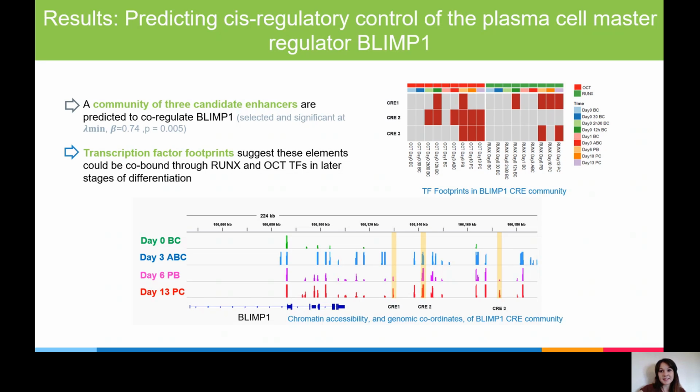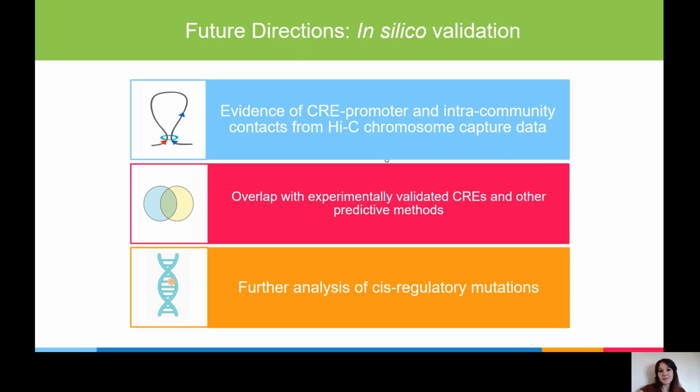And this here exemplifies our method's focus on this cooperational mode of gene regulation, which is often overlooked by other enhancer prediction methods. As part of our validation strategy, we now plan to analyse Hi-C chromosome conformation data to find out whether these community members are in contact with each other and their gene promoter. We look forward to thoroughly validating this work with the Hi-C data, experimentally validated enhancers, and cis-regulatory mutations, so that they can then go and confidently use these models to yield insight into cis-regulatory control of cellular differentiation.